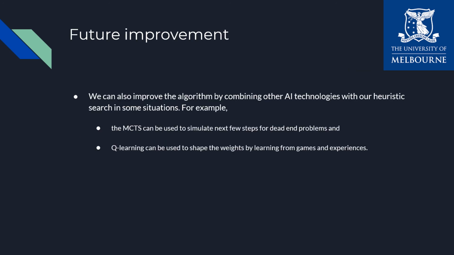Finally, about future improvement, we believe we can improve our algorithm by combining our AI technologies with our heuristic search in some situations. For example, Monte Carlo tree search can be used to simulate the next few steps for the dead-end problem and simplify our algorithm. Second, Q-learning can be used to shape the agents by learning from games and experience. So that's it. Thanks for listening.